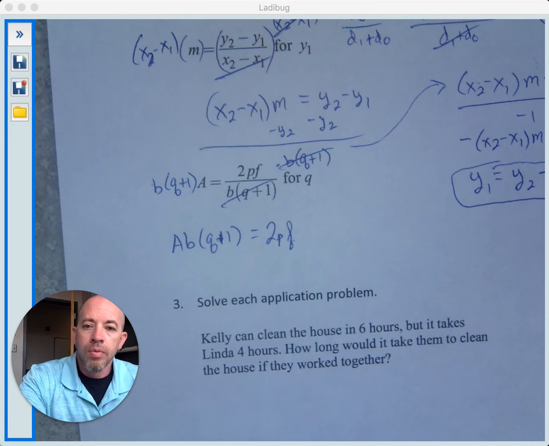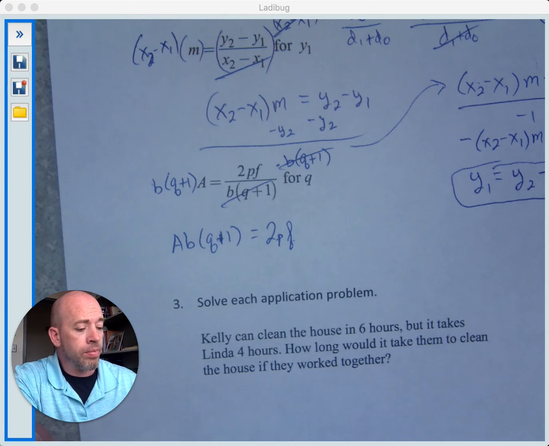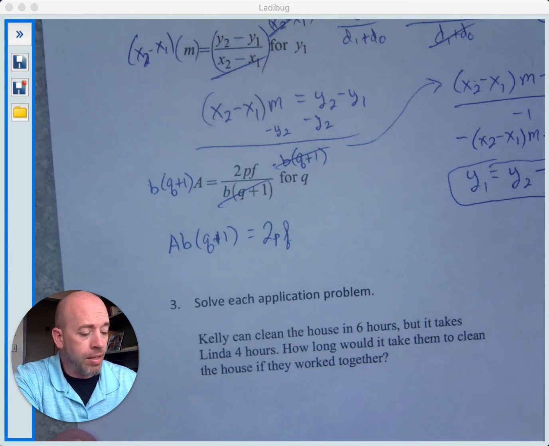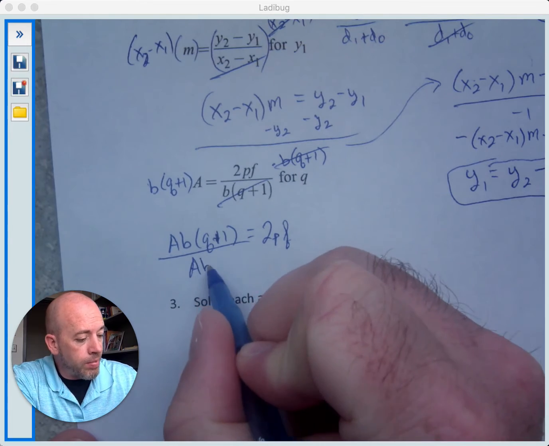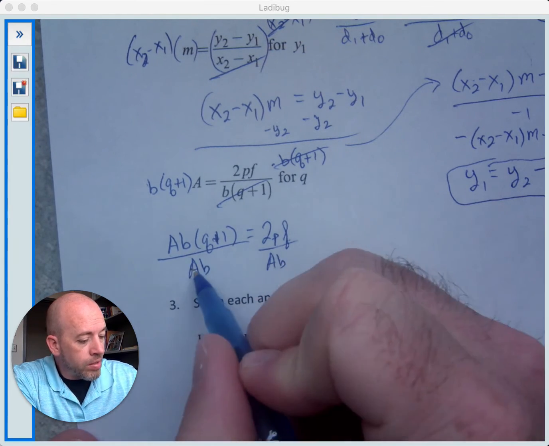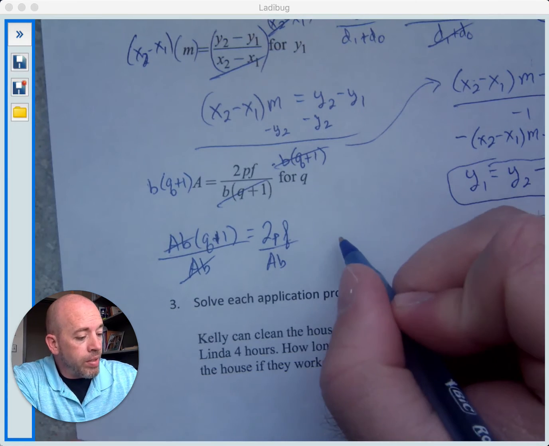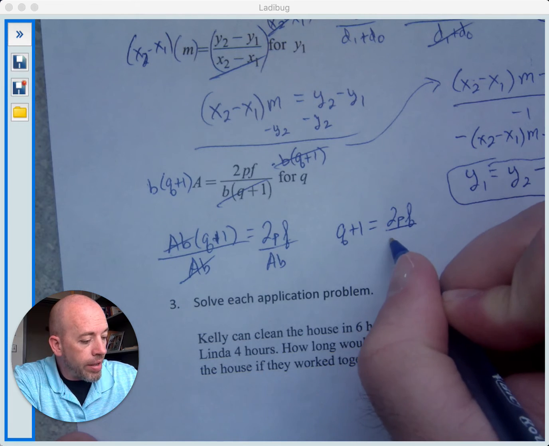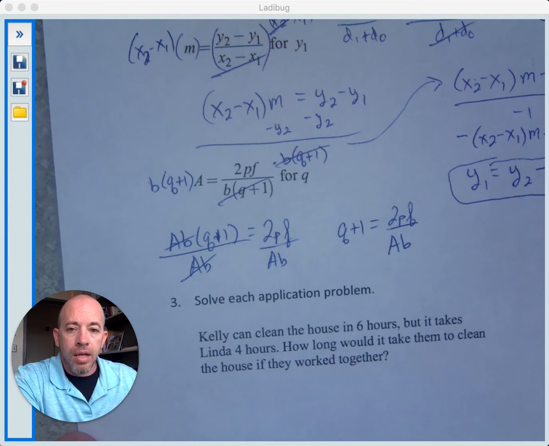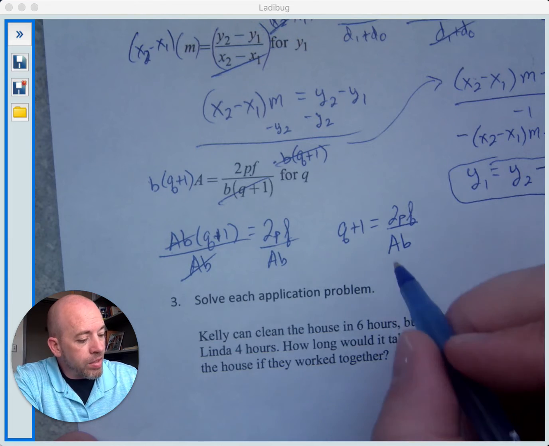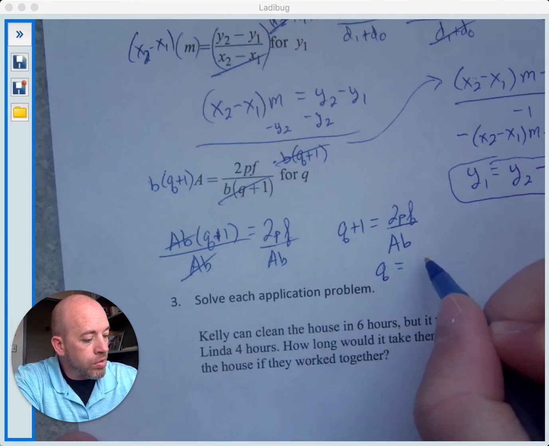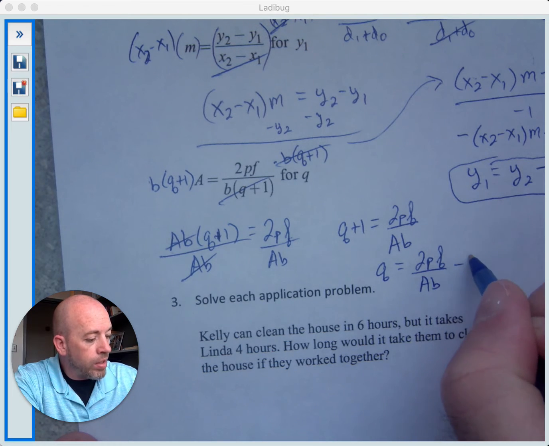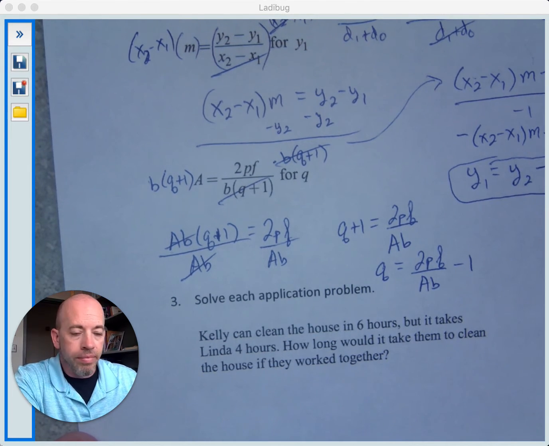All right, we want to solve for q, we want to get q by itself. So let's start moving all the other stuff. A times b times this stuff, well, we can divide both sides by ab. That makes those go away here. So at this point, we have q plus 1 equals 2pf over ab. And then we're going to subtract the 1, right? So q equals 2pf over ab minus 1. And that's all. We've solved for q.